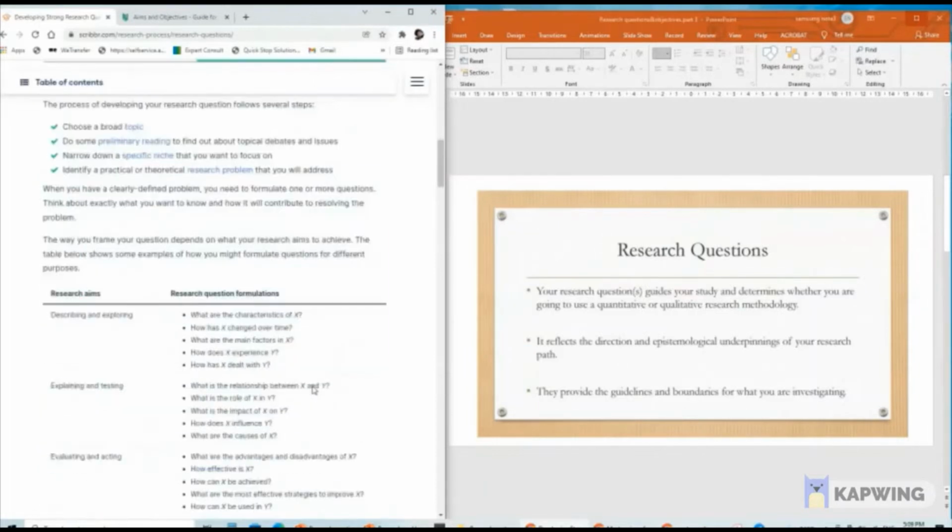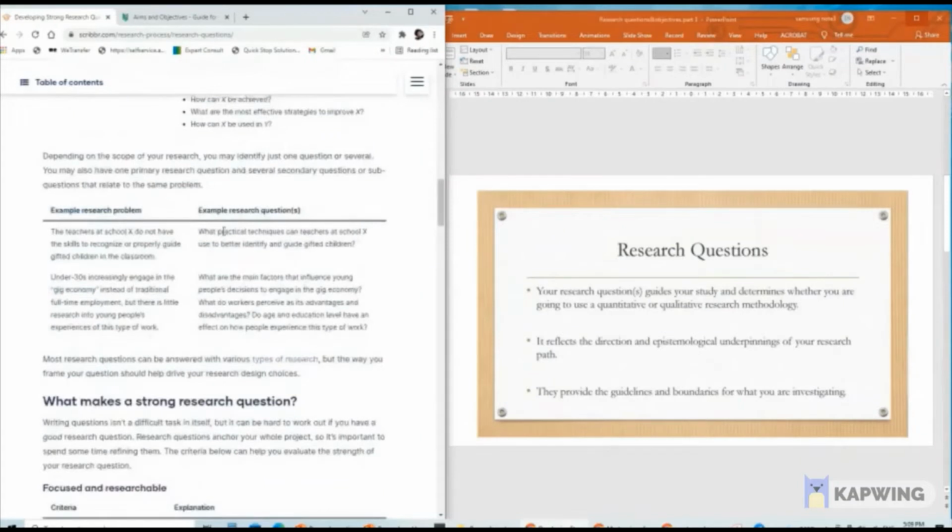Okay, shall we look at an example of a research question? As I told you earlier, your research questions always come from the research problem. Look at the first research problem: teachers at the school do not have the skill to recognize or guide gifted children in the classroom. This is the problem of the research. So in this case, what practical technique can teachers use to better identify and guide gifted children? Your research question is trying to find out what practical technique you should use to properly guide these gifted children in the classroom.